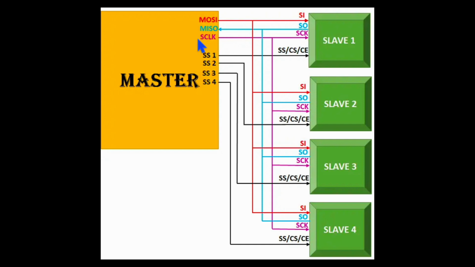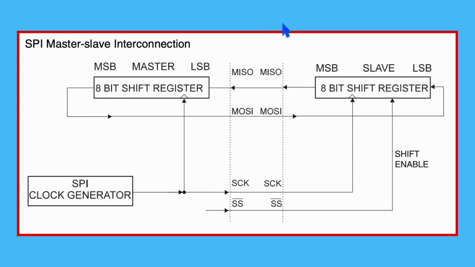And this clock line is shared between these two devices, which makes it synchronous communication. Over the clock, data will be transferred. And here master and slave both are having single shift registers of size 8 bits. And these are connected over MOSI and MISO lines.